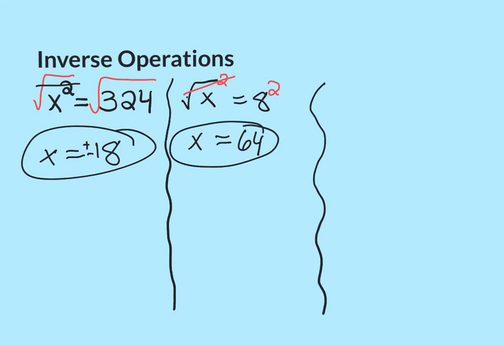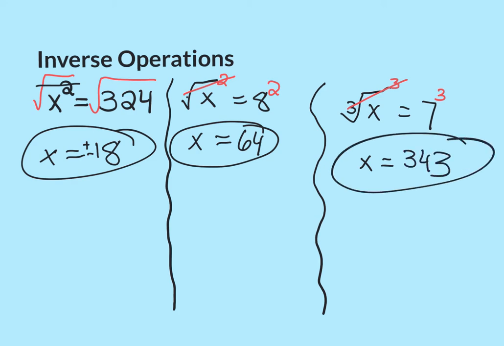And then the last one would be the cube root of x equals 7. So what number, when you cube root it, equals 7? Same idea, except the opposite of a cube root would be to the third power. You cube a cube root, they cancel. So you're left with x equals 7 to the third power is 343.